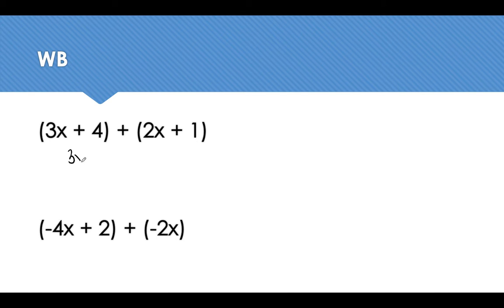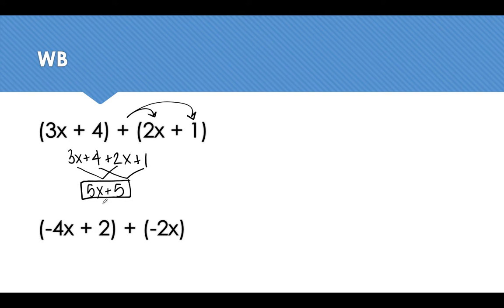For the first example, if you rewrite this with no parentheses, you would just get 3x plus 4 plus 2x plus a positive 1, which is the same as just plus 1. 3x plus 2x, it's all addition, so that's 5x, and then 4 plus 1 is 5. Put a plus sign in between for our final answer of 5x plus 5.